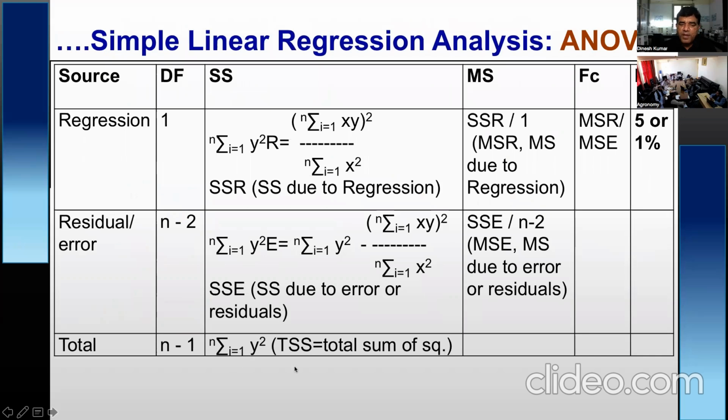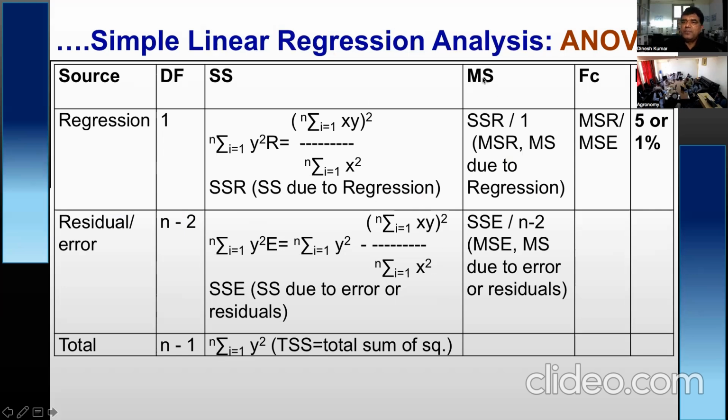And then from this value, we can subtract this: total sum of square minus sum of square due to regression. We will get this. So this is total sum of square minus regression sum of square, the above value. So you get residual or error sum of square. It can be calculated simply by the difference method: total sum of square minus regression sum of square.